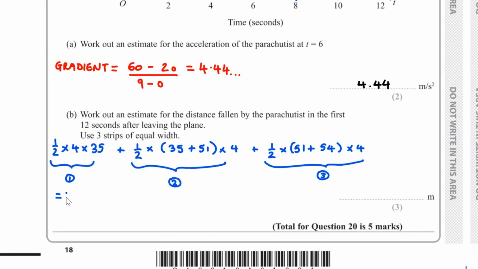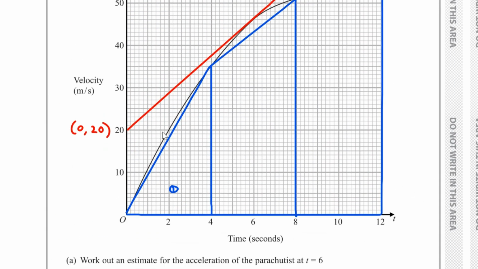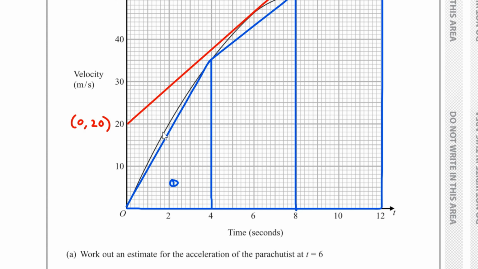So here we end up with 452, and therefore we have 452 meters. Of course, we need to recognize that the area under a curve in a velocity time graph corresponds to the distance.